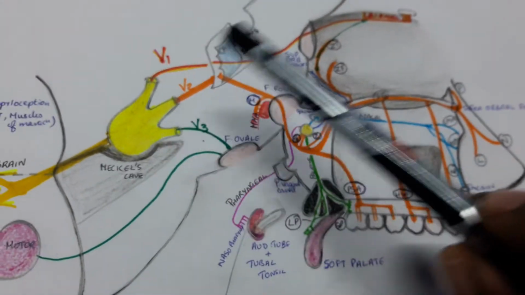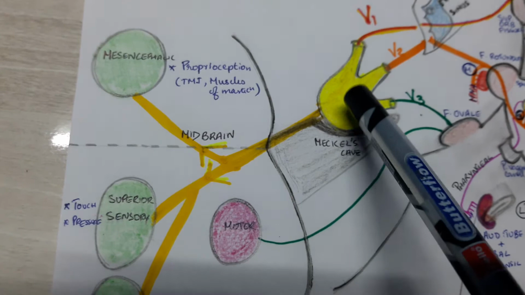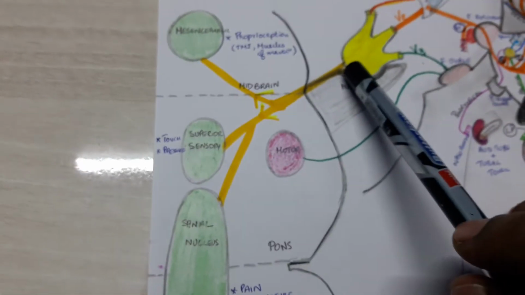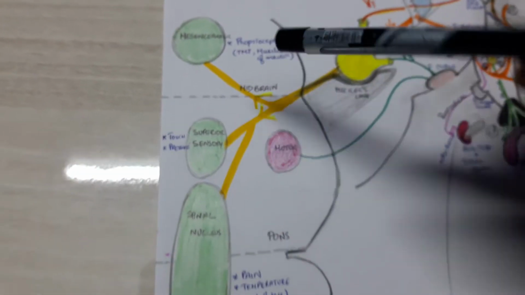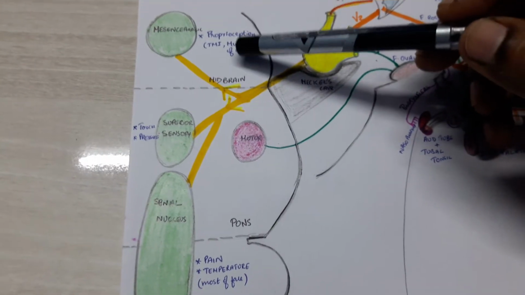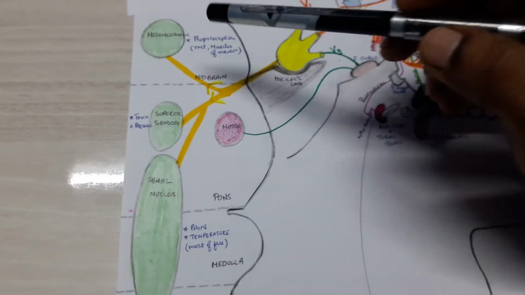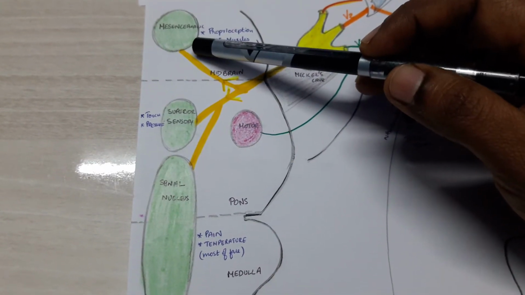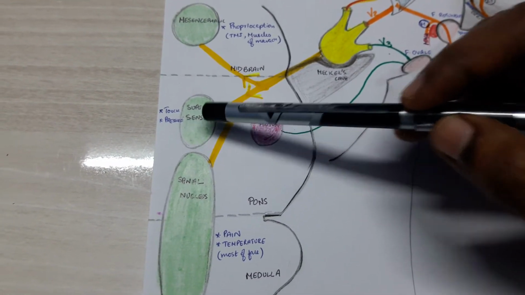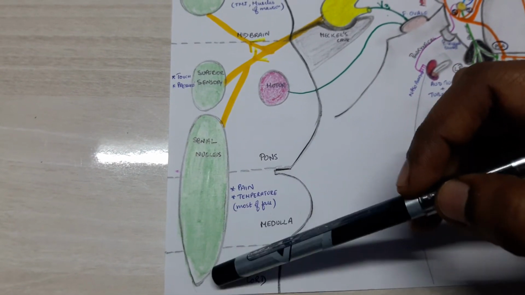Now that we have explained all the peripheral process, let's go back to the central process. Here you can see that the central process will enter at the upper border of the pons. So we have the various nuclei of the trigeminal nerve here. This is the midbrain, the pons, medulla, and the spinal cord. In the midbrain there is the mesencephalic nucleus. Then there is the superior sensory in the upper part of the pons. Then the spinal nucleus will extend from pons all the way to the first two segments of the spinal cord.